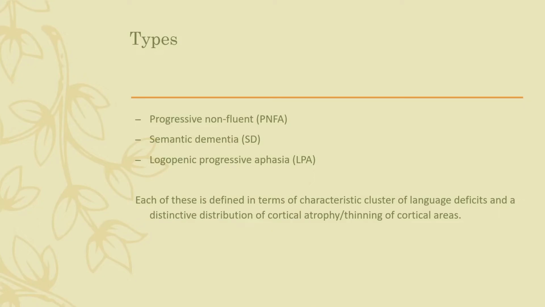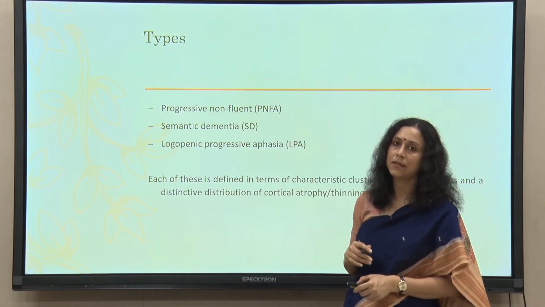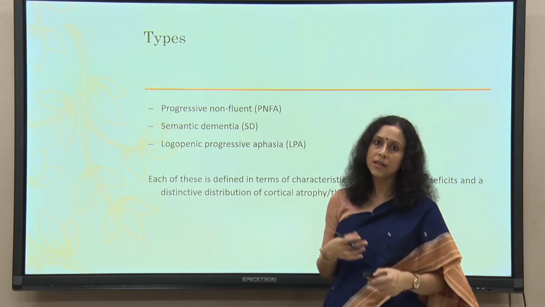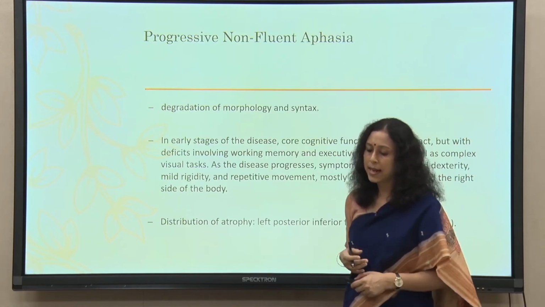So, typically there are 3 types: progressive non-fluent, semantic dementia, and logopenic progressive aphasia. Each of these is defined in terms of a characteristic cluster of linguistic deficits and a distinctive distribution of cortical atrophy. Atrophy refers to the thinning of cortical areas. Basically, brain cells die off and degenerate, as a result of which those cortical areas become thinner and the functions associated with that particular cortical domain get affected, which also includes language.